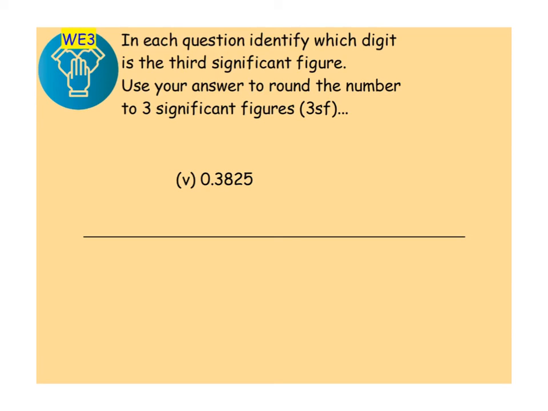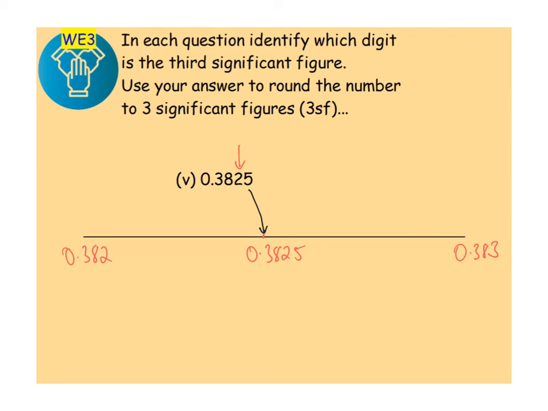Okay, this time don't forget, the 0 is not significant. First significant figure, second significant figure, the third significant figure is the 2. So my number line is 0.382, 0.383. Halfway in between them is 0.3825, which you'll notice is exactly what this number is. So it's not nearer to either end.